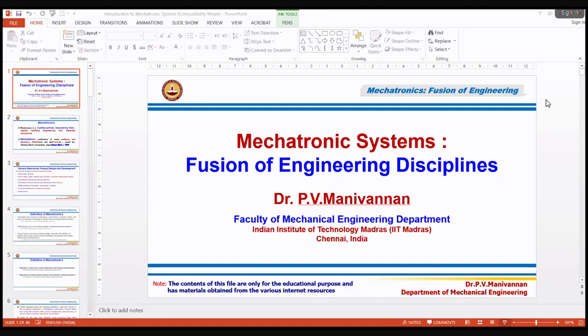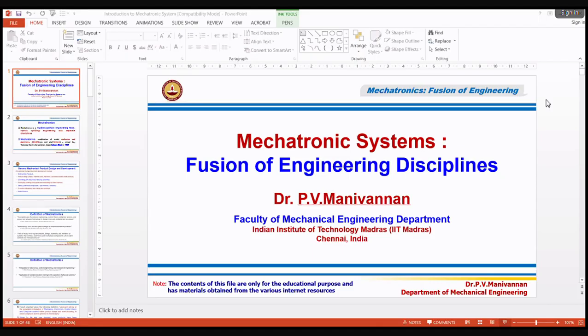That is an example of a conventional machine, correct? That is called a conventional machine. But nowadays, all the machines, whether it's a car, bus, aircraft, submarine, a CNC machine, a robot, or a washing machine. We are going to see that the washing machine is also a mechatronic device, correct?